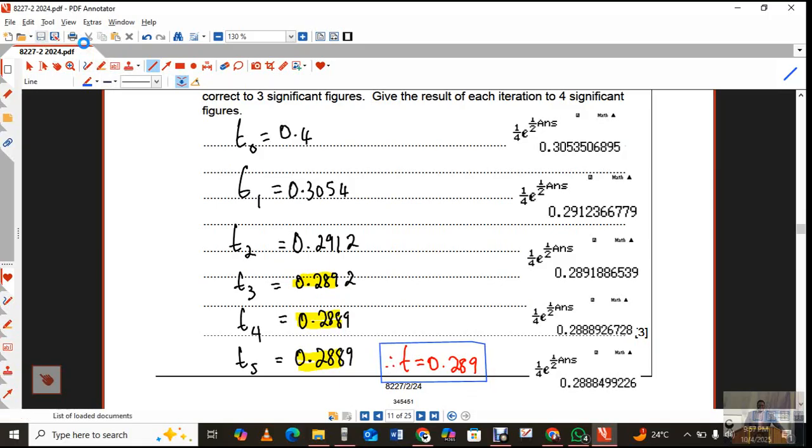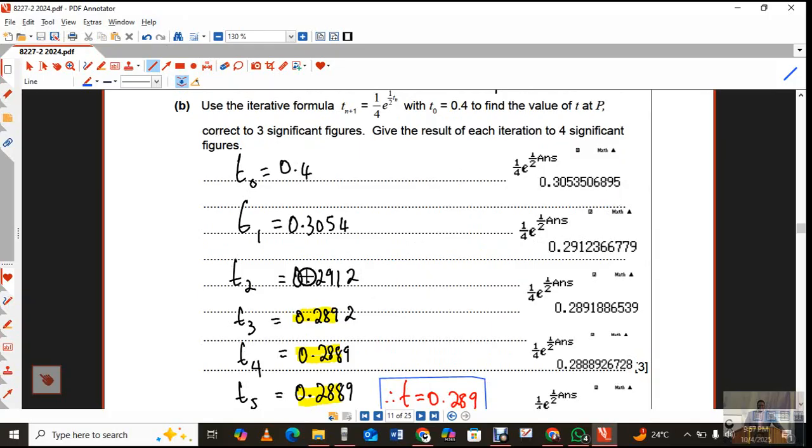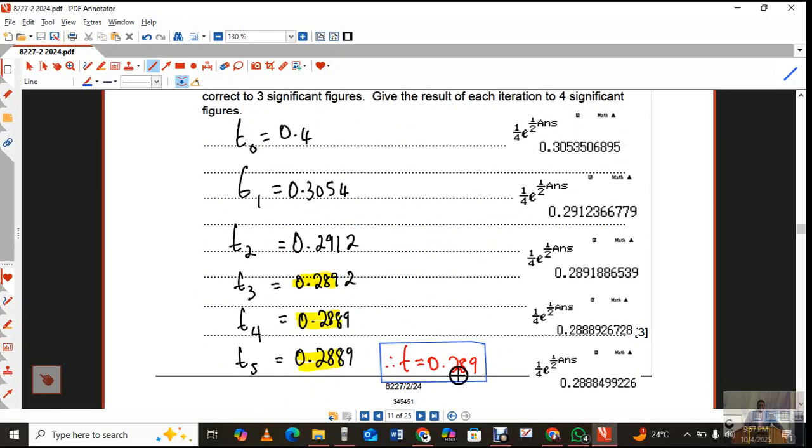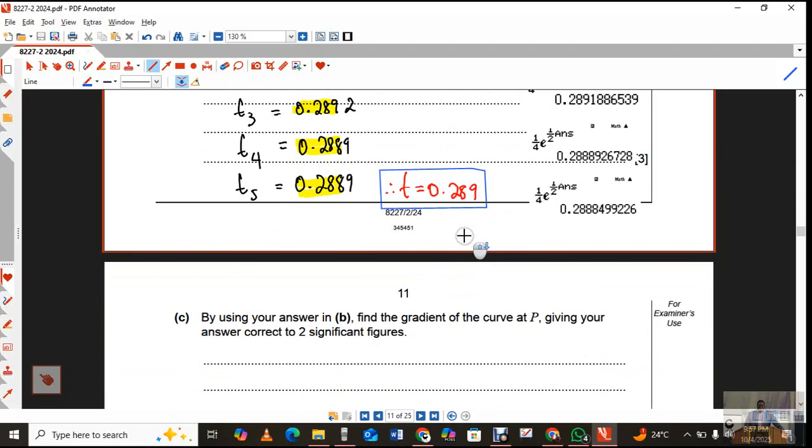Very interesting. You didn't have to do 5 iterations. By 4 up to there, you already can see what your answer will be. But it's important that you do write them to that 4 significant figures or more, so that you can later on write your correct answer to 3 significant figures as indicated. Right, so we have that.